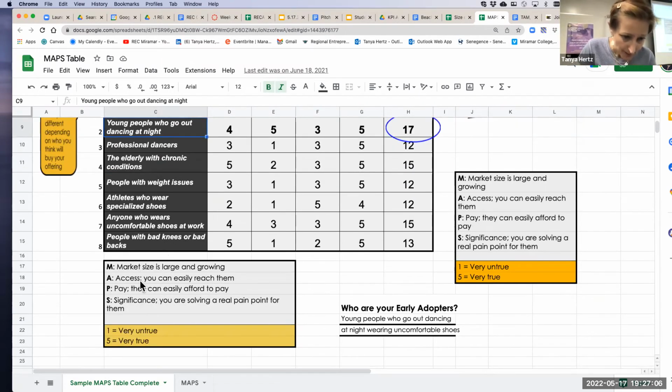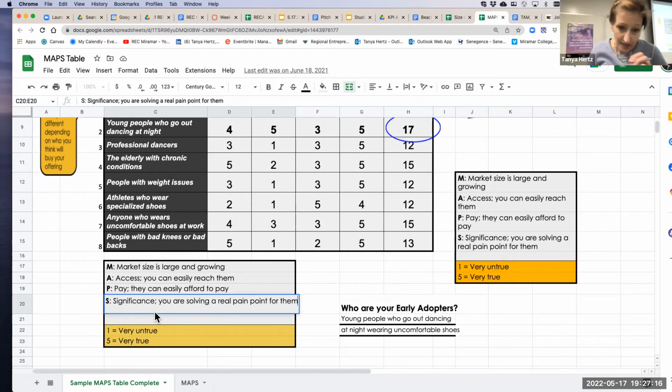So A is access. P, can they pay you, right? Do they have enough money to pay for whatever it is that you're selling, right? And then S is probably the most important, which is significance. How important is it to this particular market group, right?